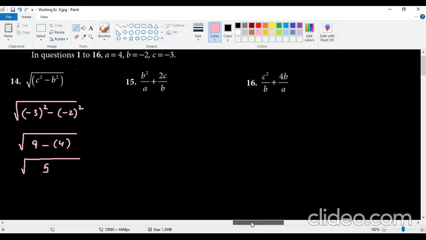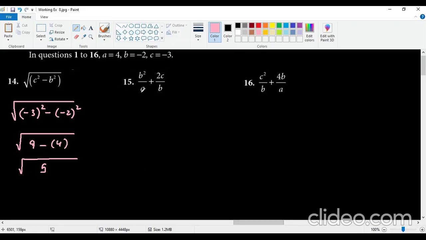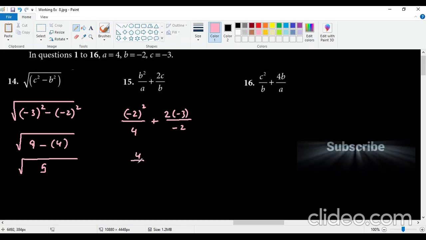Next comes question number 15. In question 15, you just need to put the values straight. B square, where B is negative 2, is squared once again. A value is 4, plus 2 times C, which is negative 3, divided by B, which is negative 2. So now the values are substituted.